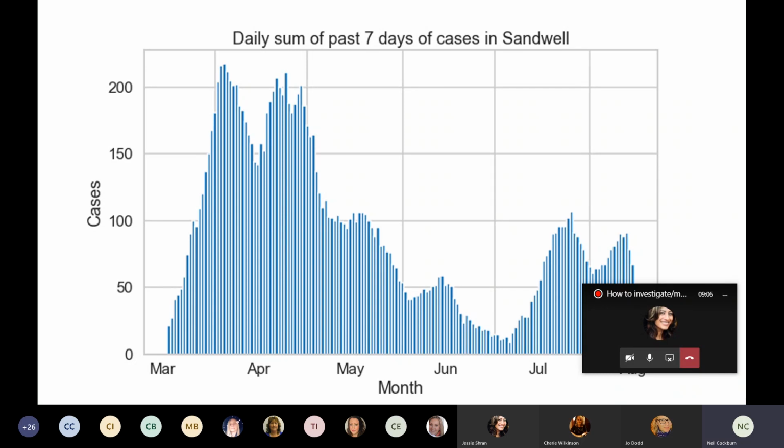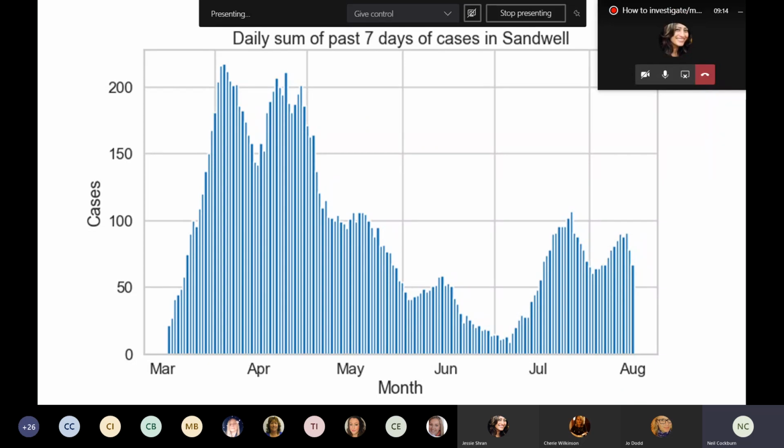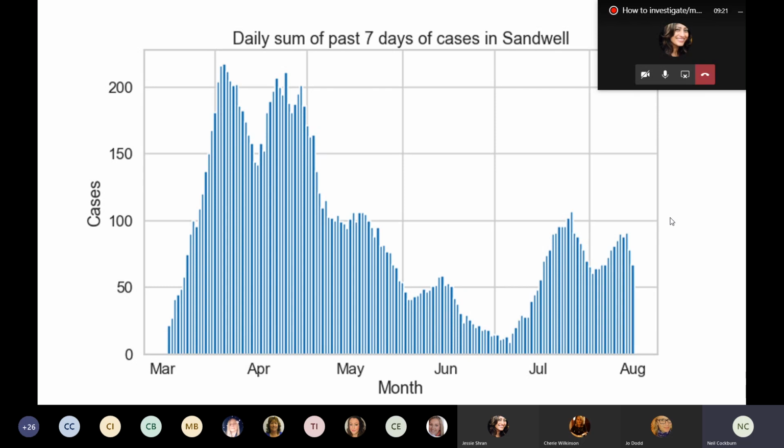So that's past 7 days just to even out the weekend effect. But even with that, you can see that it's very uneven, lots of up and down, lots of changing directions. And this is our best source of knowing how many people in Sandwell actually have COVID-19.